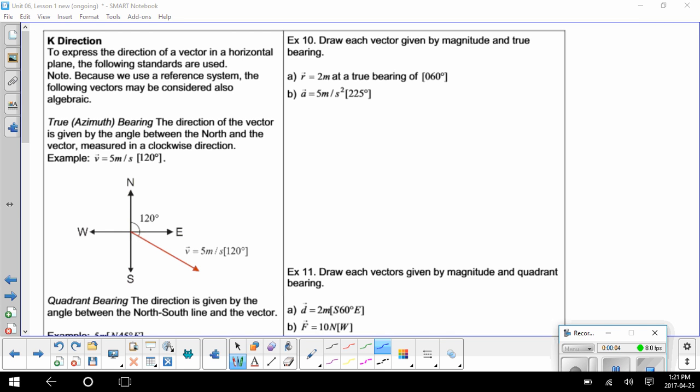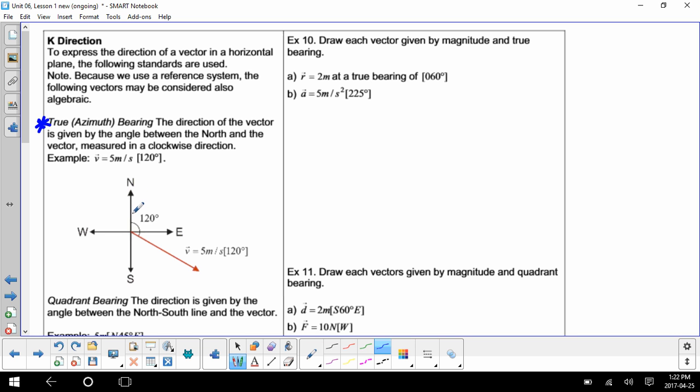In order to express the direction of a vector that is given in a horizontal plane, we use some standards so that we can all agree on what we're talking about. The first standard we're going to look at is called the true bearing. And when we describe something as having a true bearing, we're talking about the direction of the vector being given by the angle between north and the actual vector.